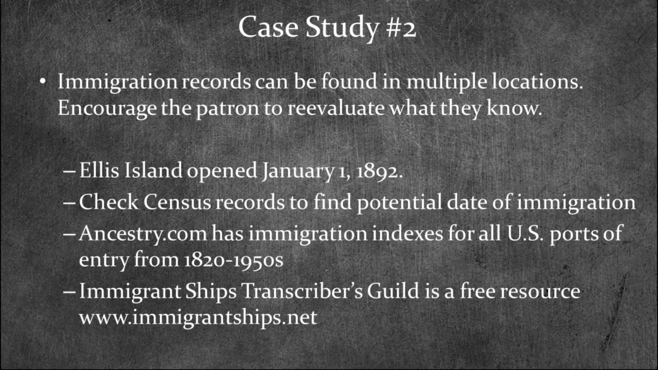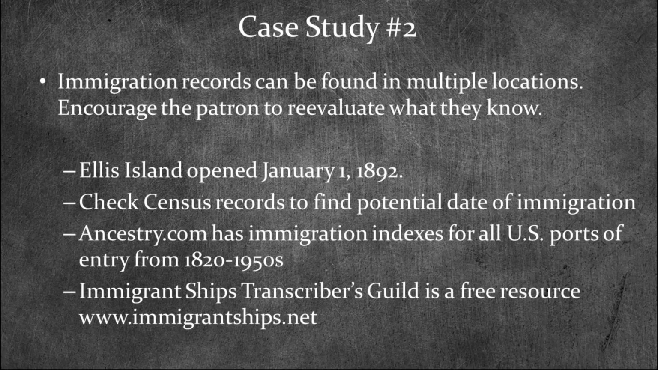So immigration records can be found in a lot of places. They're available through Ancestry.com. They have indexes to all the U.S. ports from 1820 into the 1950s. You have access to the Immigrant Ships Transcribers Guild, which is also a free resource. That's immigrantships.net. Brigham Young University also has a free collection online that includes ship's manifests. The vast majority of them are German. They're slowly starting to do other nationalities. German is where they started. You have Ellis Island. You have Castle Garden. There's a variety of places where you can go for that kind of data.